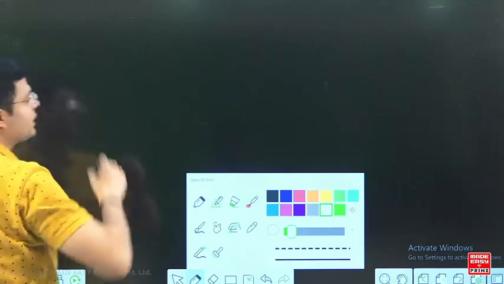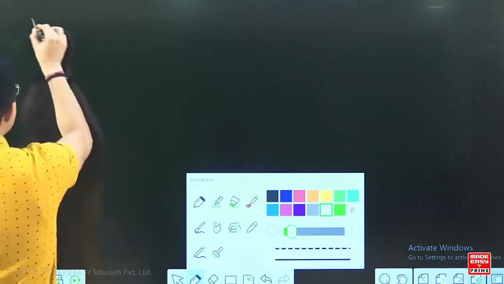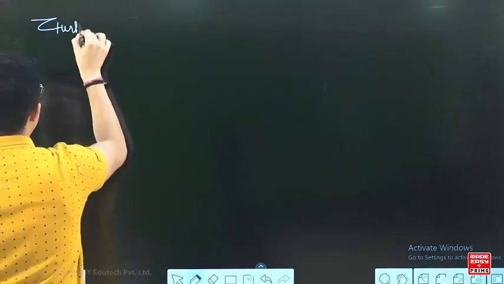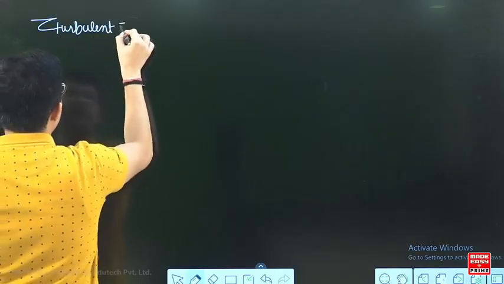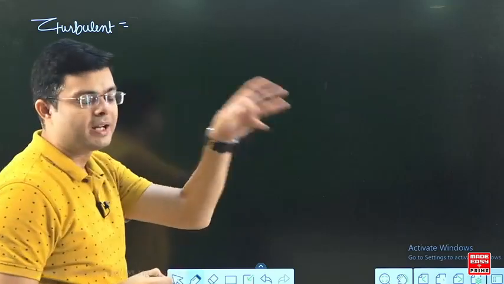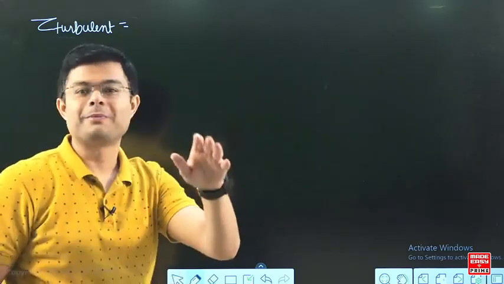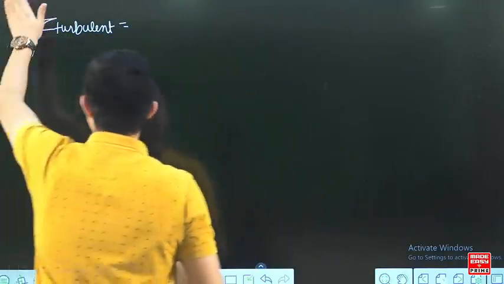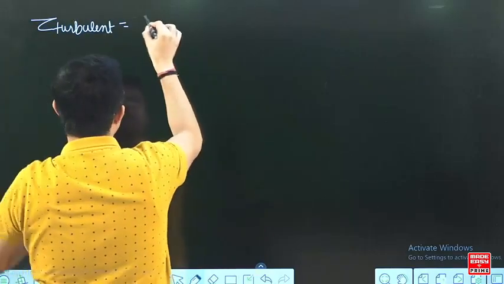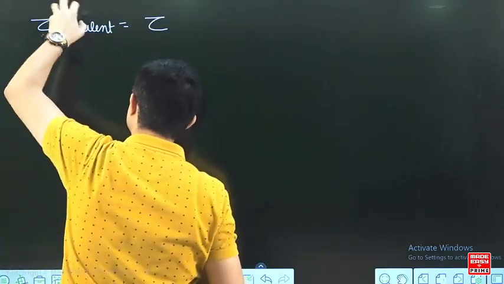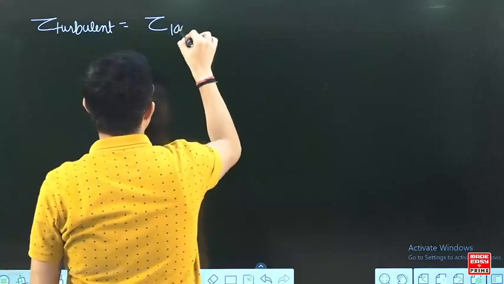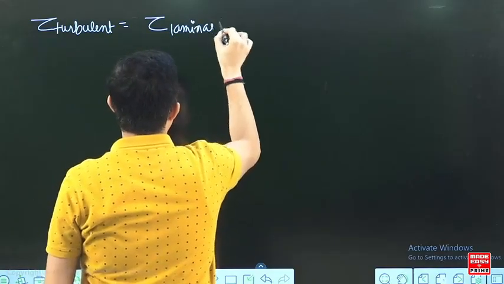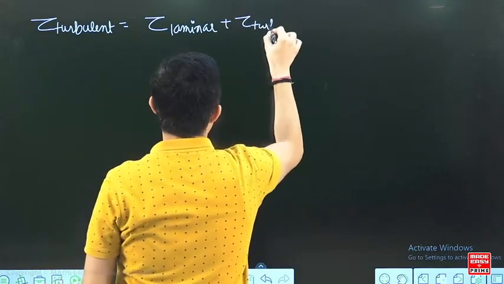Next we need to find out what is the value of shear in turbulent flow. Very interesting. See, shear stress in turbulent flow, if I use my engineering brain, then turbulent flow is never 100% turbulent. Turbulent flow is always a combination of laminar and turbulent. Yes or no? So therefore, tau turbulent can be written as a combination of shear due to laminar and shear due to turbulent.